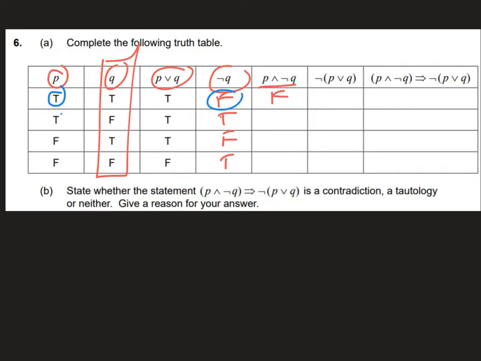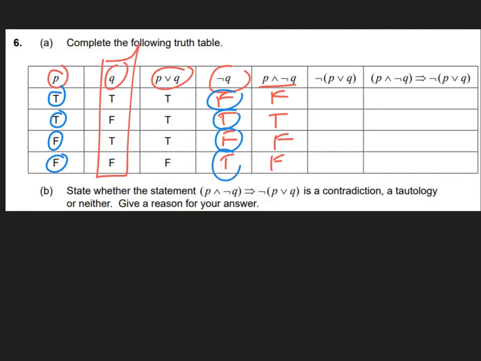The next one, we've got P and not Q. Those are both true, so that's going to be true. P and not Q are both false, so that is false. And similarly here, P and not Q, they're not both true, so therefore that is false.